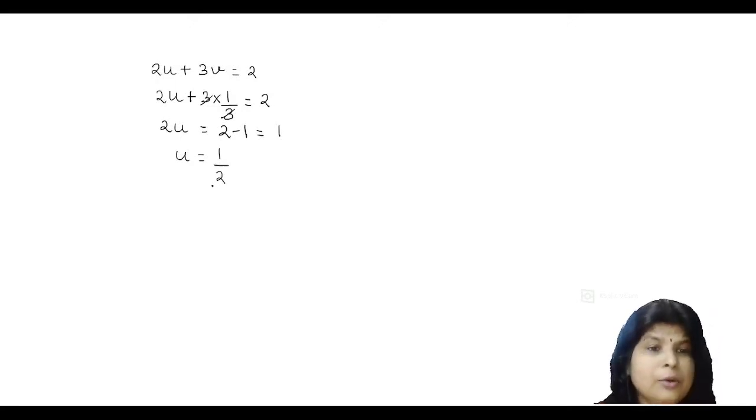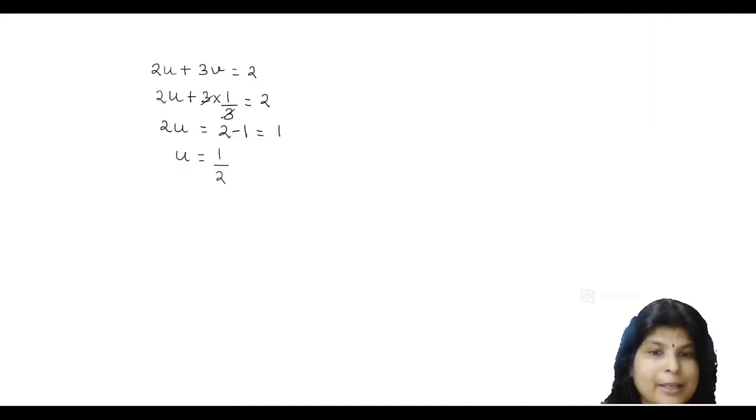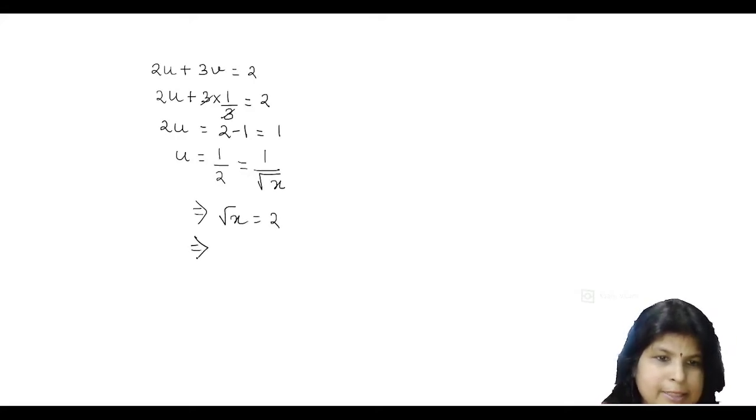Correct. So now initially what we have taken, what is the value we have taken for u and v? It is 1 by root x and 1 by root y respectively. So I'll just write it here. 1 by 2 is equal to 1 by root x. It implies your root x is equal to 2. It implies your x is equal to 4.